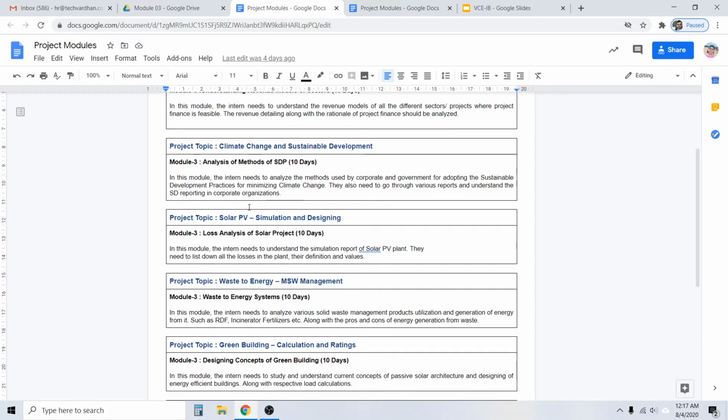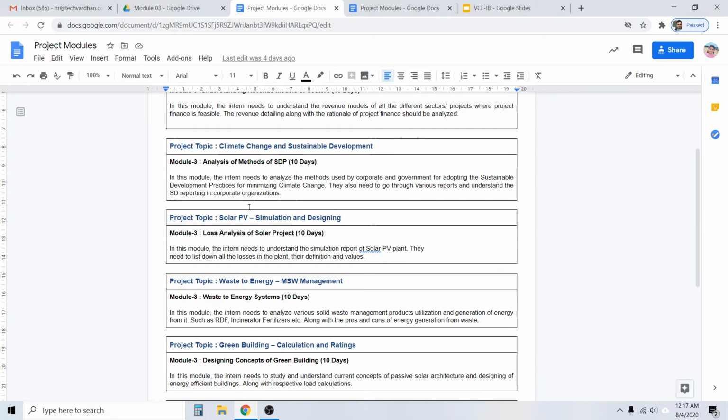Climate change and sustainable development. Analysis of methods of SDP. SDP means sustainable development practices. Okay. In this module, interns need to analyze the methods used by corporate and government in adopting sustainable development. So every government, including India, they have a sustainable development policy.